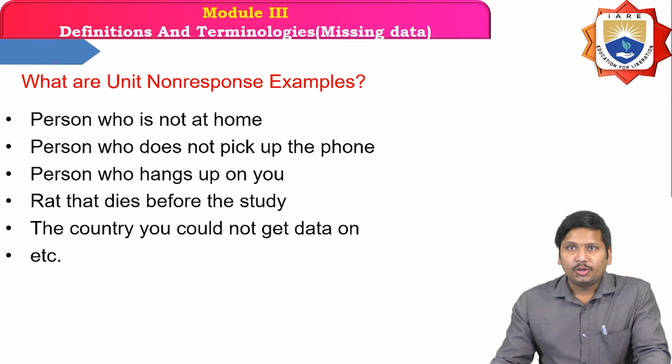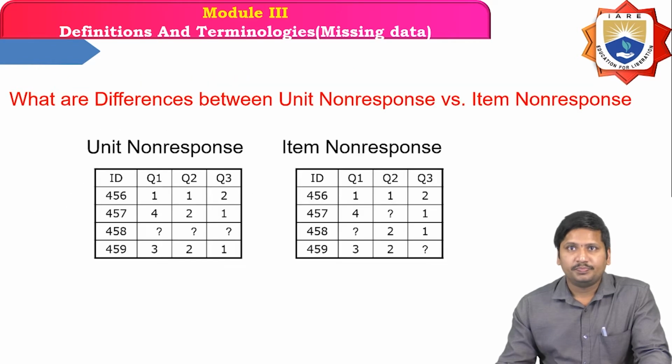What are unit non-response examples? Suppose I get the data through interviews. Examples include the person who is not at home, the person who does not pick up the phone, so the data may not come, and the person who hangs up on you or quits before the study. Like this, many examples are available for unit non-response missing data.